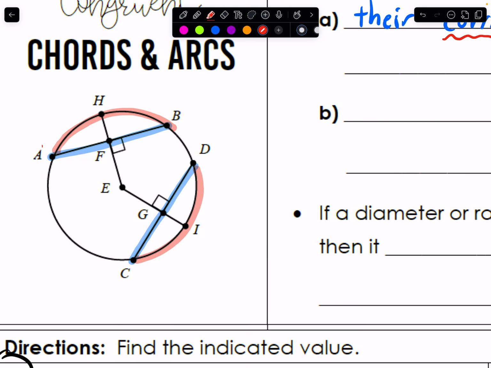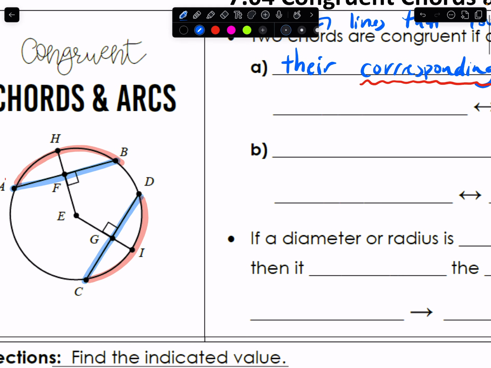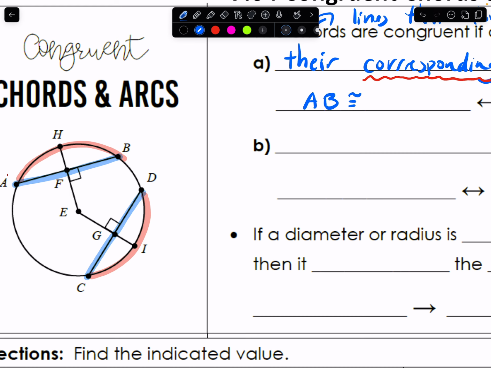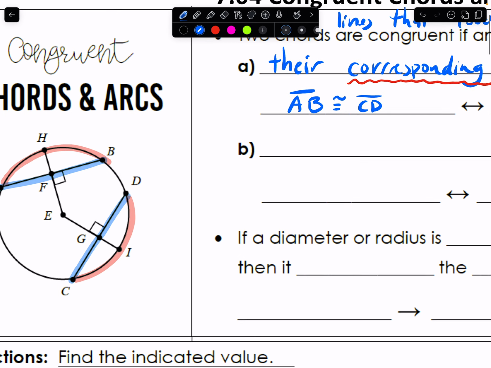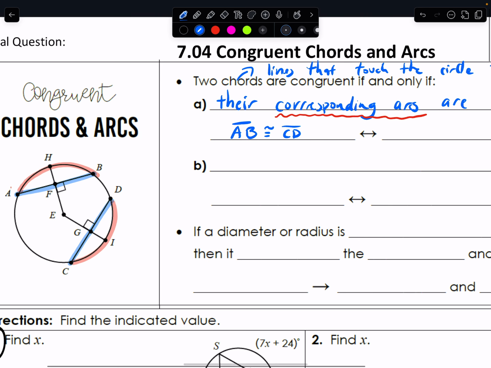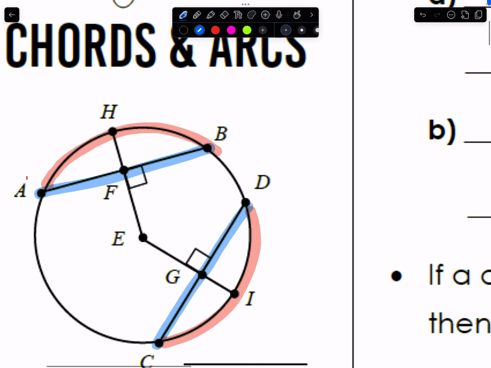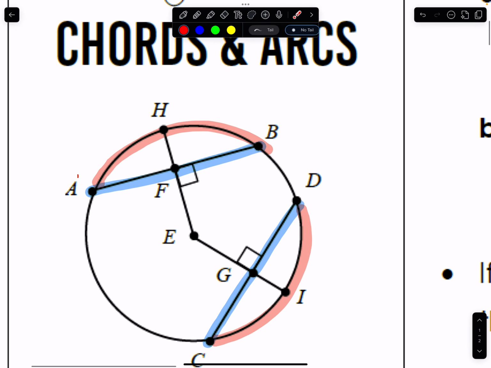So it's saying that chord AB is congruent to chord CD. These chords are congruent if their arcs are congruent, so arc AB is congruent to arc CD, arc measure CD, right? So we're looking at the picture. I'm going to kind of explain it in just colors. This blue is equal to this blue if this red arc is equal to this red arc.